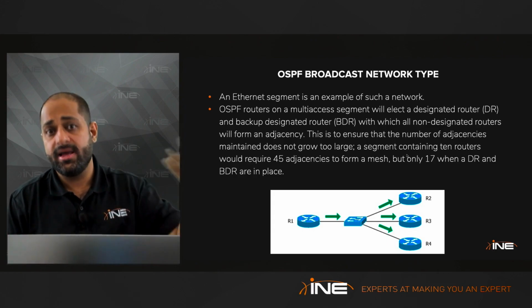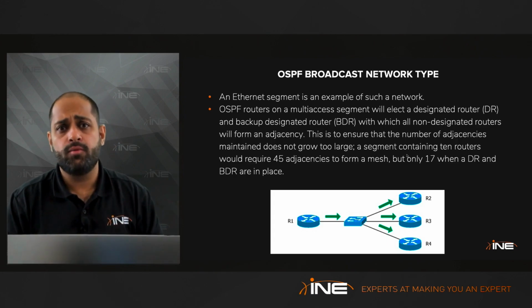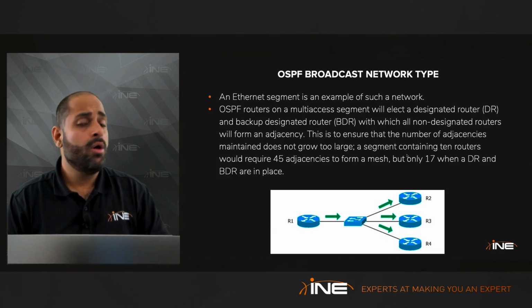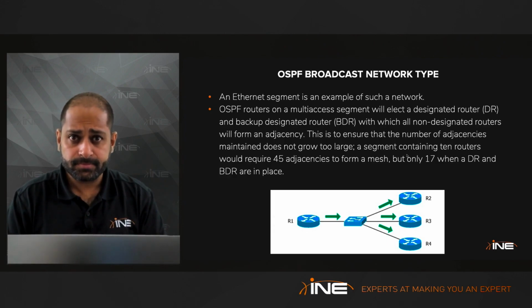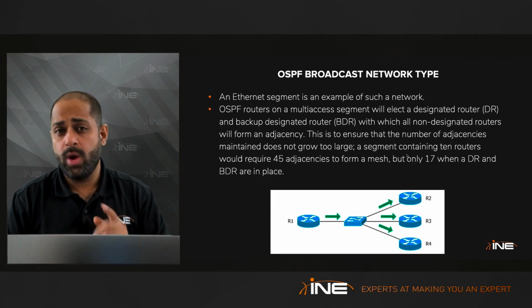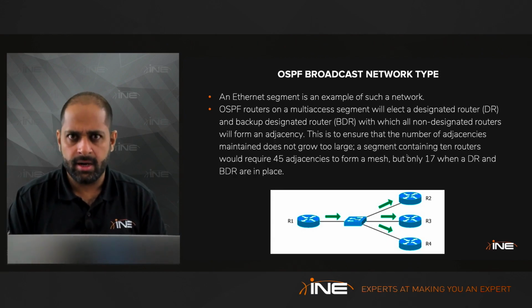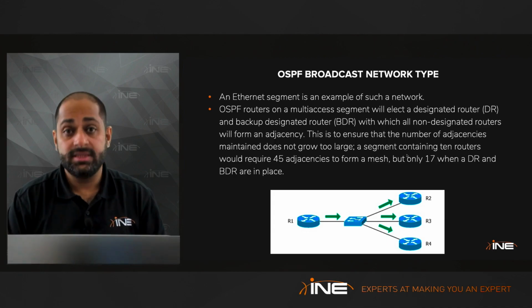Again, router ID higher is better. Once the DR is elected, the second router would be elected as the BDR, which is the backup designated router. All the other routers will be DR others. Now, a DR other would only form adjacency with DR and BDR. BDR just replicates from the DR. DR other would never form full adjacency with another DR other.